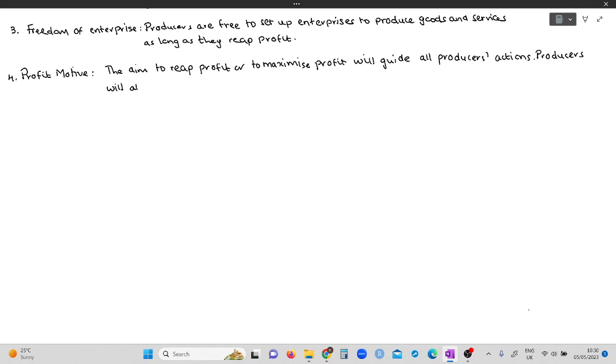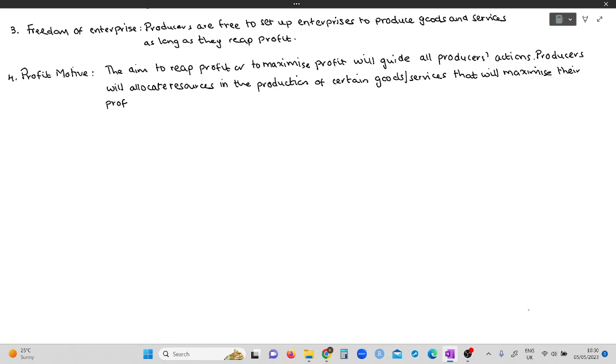So producers will allocate resources. Je peux mettre toutes ces bonnes ressources. D'accord? It will allocate resources in the production of certain goods or services that will maximize their profits. D'accord? So this is the profit motive.